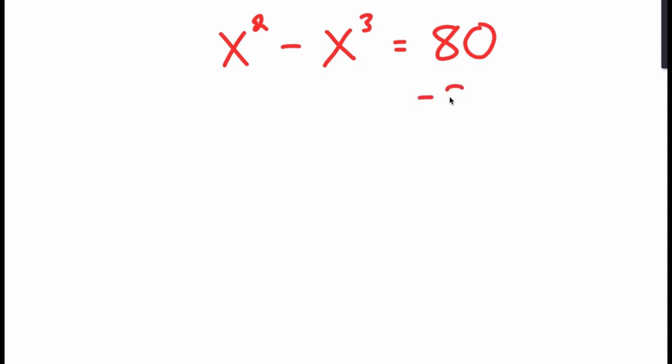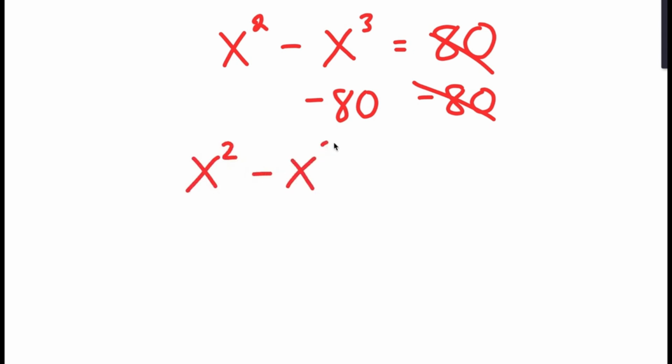Alright, so in this video, I'm going to solve the equation x to the power of 2 minus x to the power of 3 is equal to 80. So, to solve this equation, I'm going to first start by subtracting 80 on both sides. So now I get x to the power of 2 minus x to the power of 3 minus 80 is equal to 0.